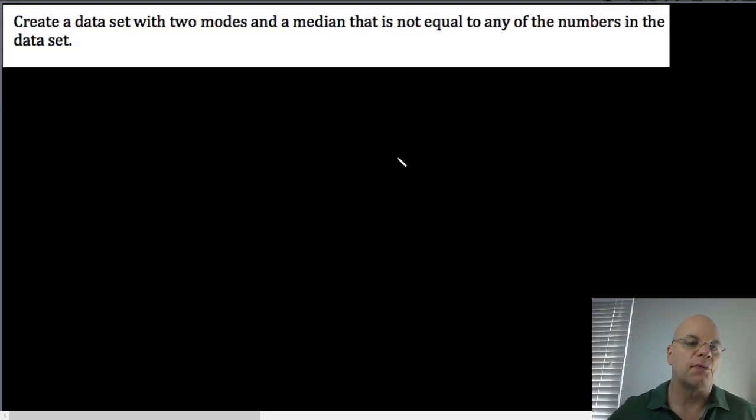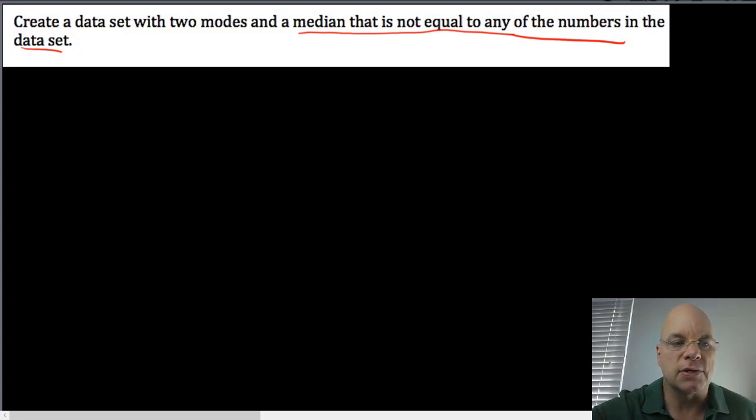Okay, problem number 4 on the first page. Create a data set with 2 modes and a median that is not equal to any of the numbers in the data set. It's easiest to start with this last clue. If you just start to try to understand what that means, a median that is not equal to any of the numbers in the data set, the only way you have a median that's not equal to any of the numbers in the data set is if you have an even number of data points.